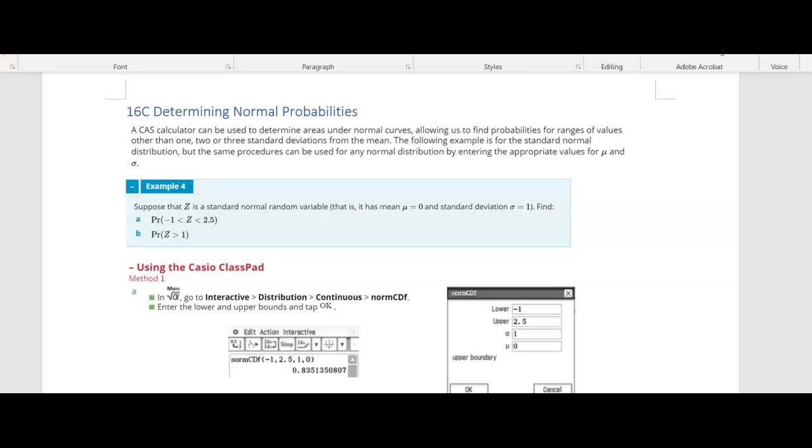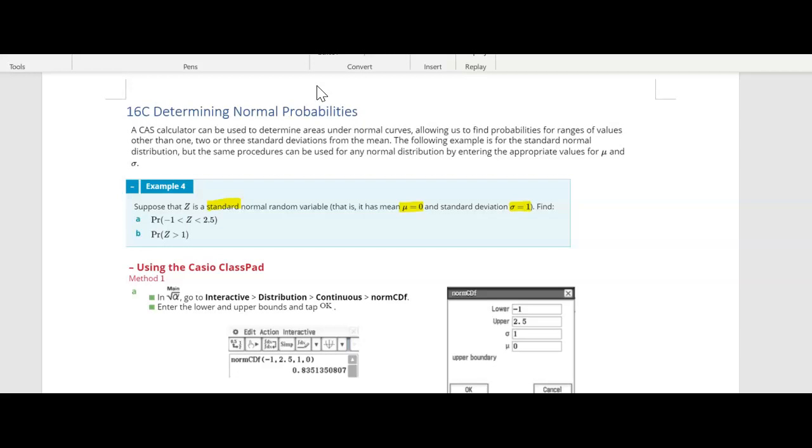Okay, so with example 4, suppose that Z is a standard normal random variable. So remember, whenever you see standard normal distribution or random variable, your mean and your standard deviation are always the same. So your mean will always be 0 and your standard deviation will be 1. That's only for standard normal distribution. So if you see the word standard in front of normal, it just means you've got a mean of 0 and a standard deviation of 1.